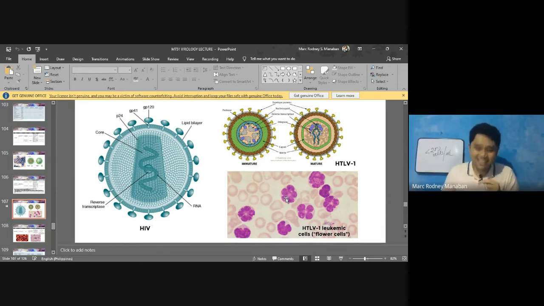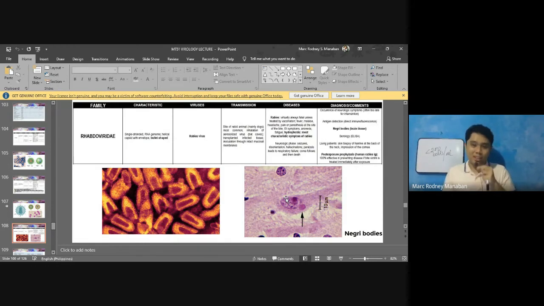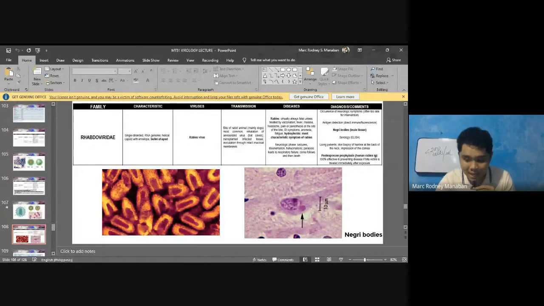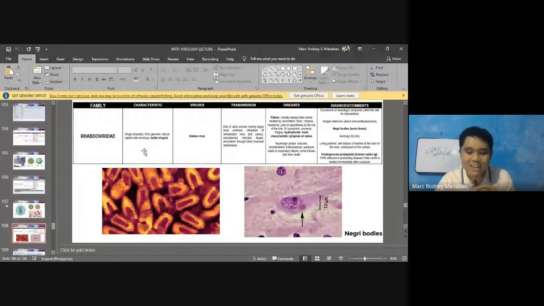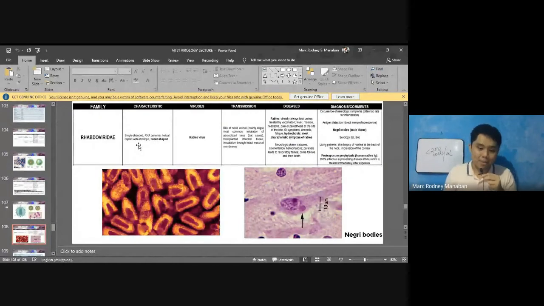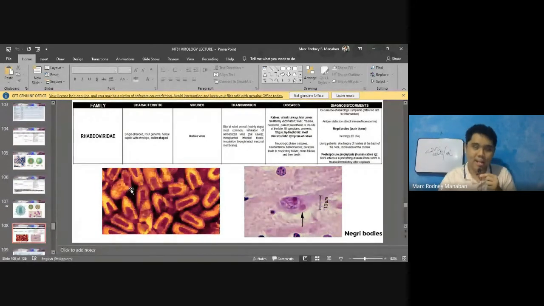Whew, we're almost done. Okay, last two. Second to the last is the Rhabdoviridae. Your Rhabdoviridae, from the name itself, has a very important characteristic: it is bullet-shaped. It looks like a bullet. Rhabdoviridae, bullet-shaped or conical in appearance. It looks like a cone. The name rhabdo comes from rhabdos, meaning rod. And a very important virus under this family is, of course, your rabies virus.